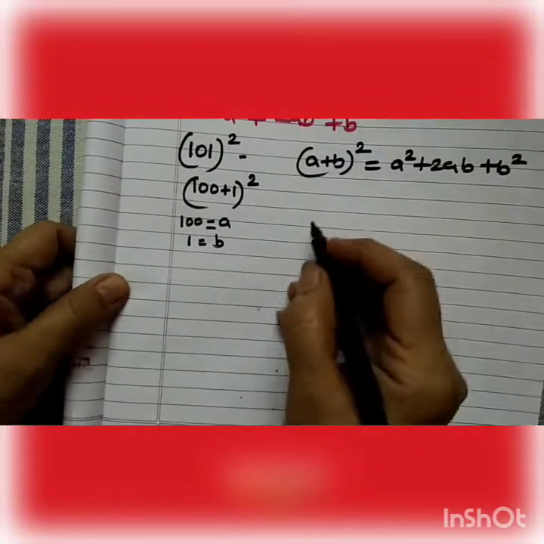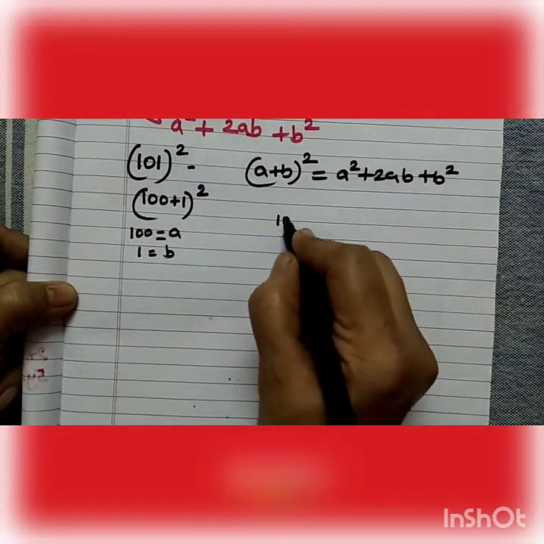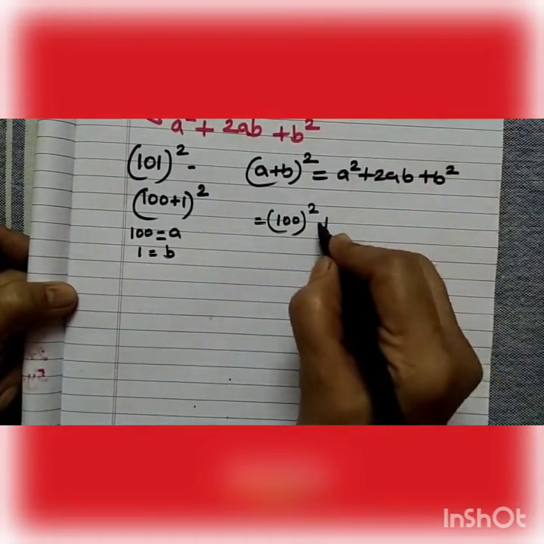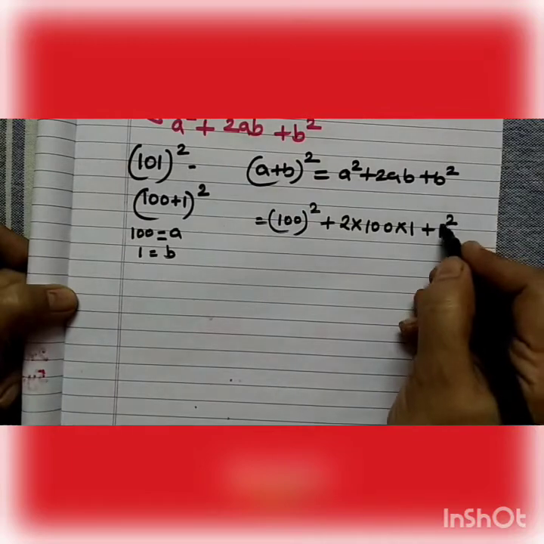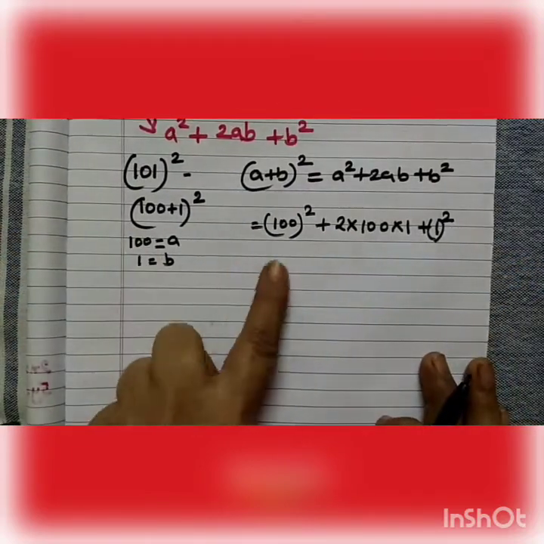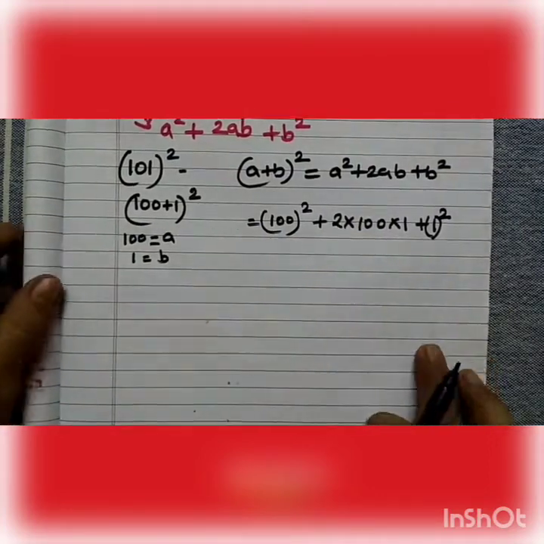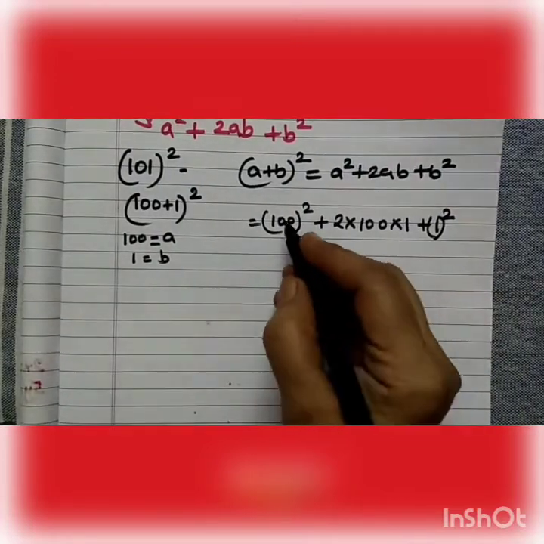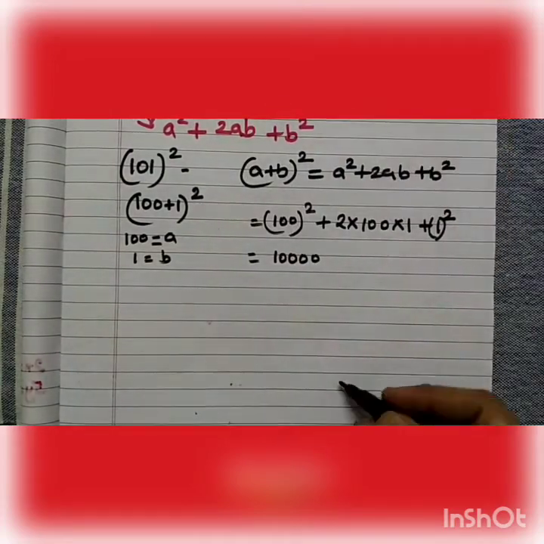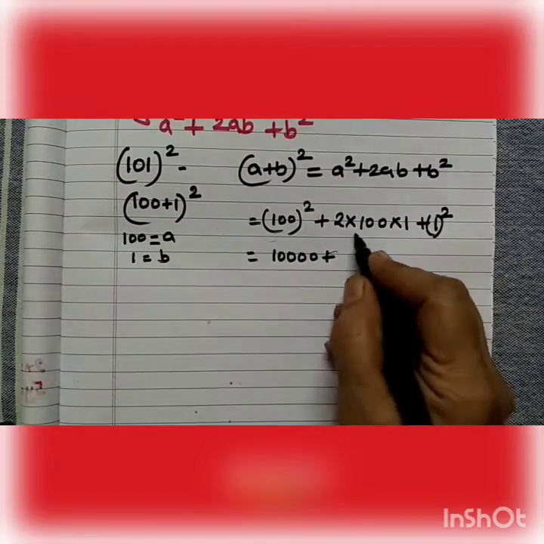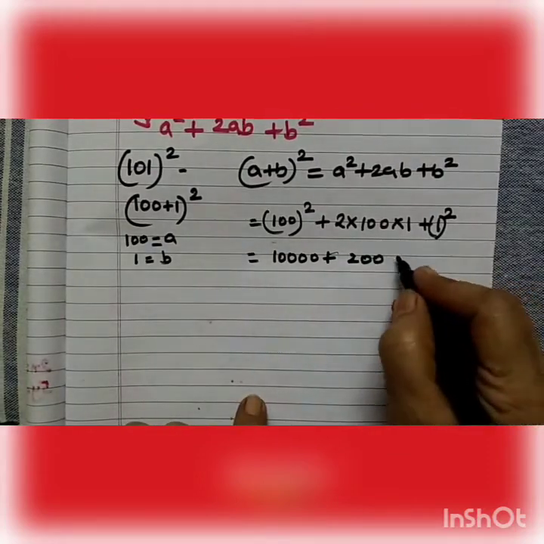Now let us put into this. A plus b whole square is a square plus 2ab plus b square. So what is a square? That will be 100 square plus 2 into 100 into 1 plus 1 square, right? I hope you follow this. In place of a, 100, then 2 multiplied by 100 multiplied by 1, plus 1 square. Now 100 square, this is very easy. How many zeros are there? 2. So in the square there will be 4 zeros, right? 100 into 100, plus 2 into 100 will give me 200, into 1 will give me 200 only, plus 1 square is 1.